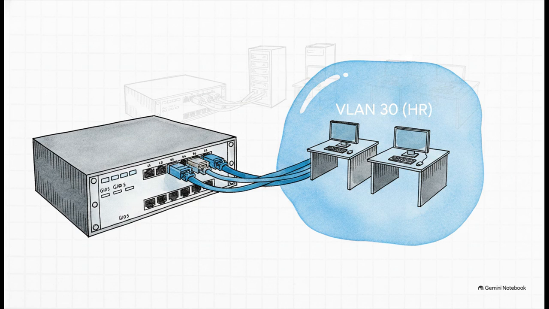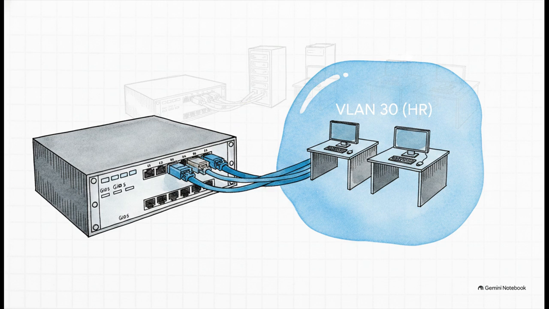Let's look at another real-world scenario, this time on the land, onboarding a new human resources department. Obviously, security dictates HR needs their own private segment. So we achieve this by creating a virtual LAN. You jump into global config mode and type VLAN 30, giving it the descriptive name HR.